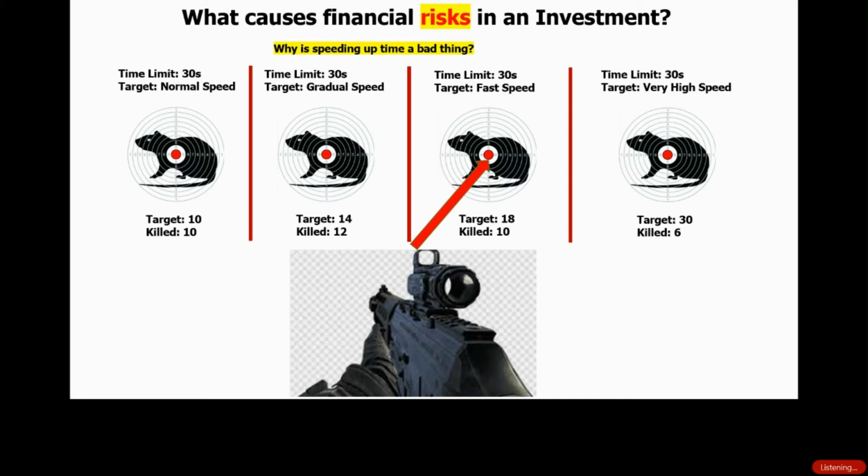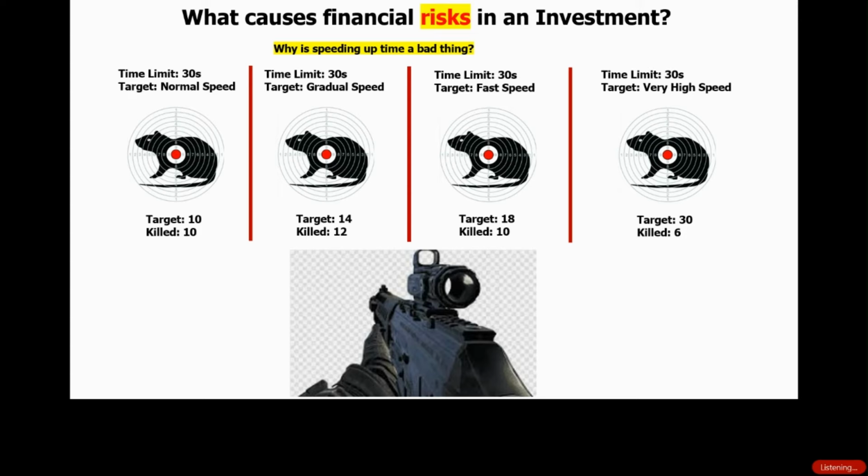Then as we speed up the time, we have 18 rats in 30 seconds, and we now only kill 10 because the rats run faster and it's harder to shoot. Then we go to a very high speed and we have 22 rats that run across in 30 seconds, but we were only able to kill 6 because the rats were moving so fast and it was really hard to shoot them. So in this silly example, the speed represents the amount of debt that a company is taking on. As the company takes on more debt, it actually becomes less productive in the long run.